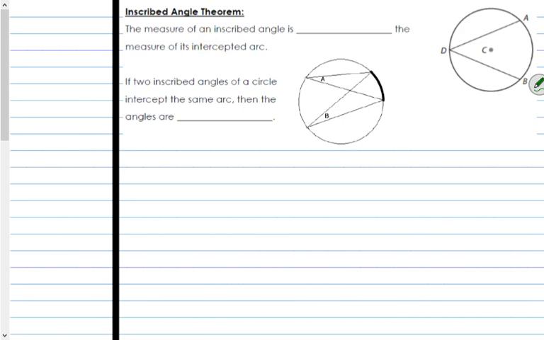Next page. The inscribed angle theorem. The measure of an inscribed angle is half the measure of an intercepted arc. So central angles equal the arc, inscribed angles are half of the arc. And if 2 inscribed angles of a circle intercept the same arc, then the angles are congruent. They are the same.